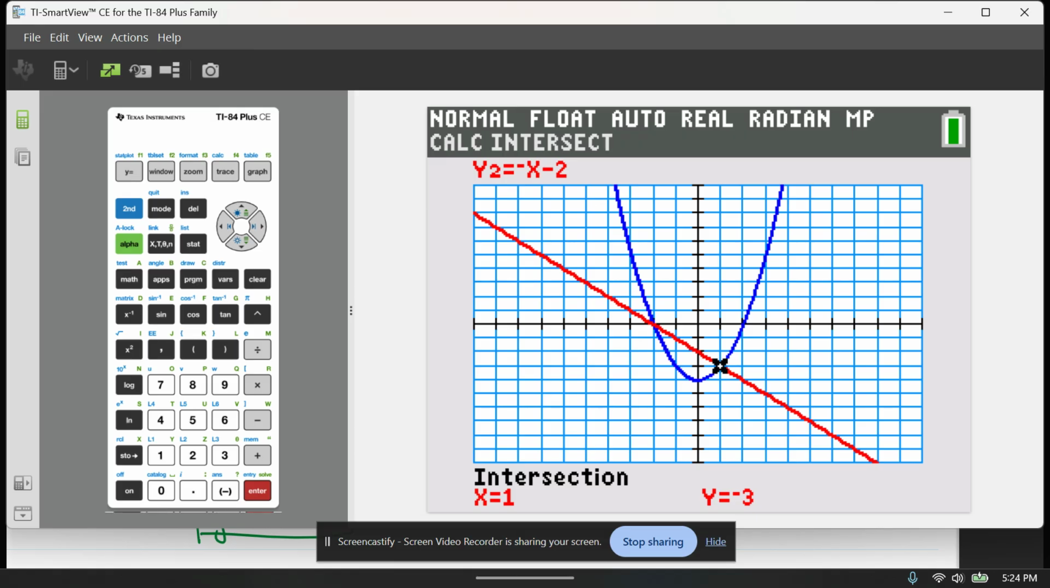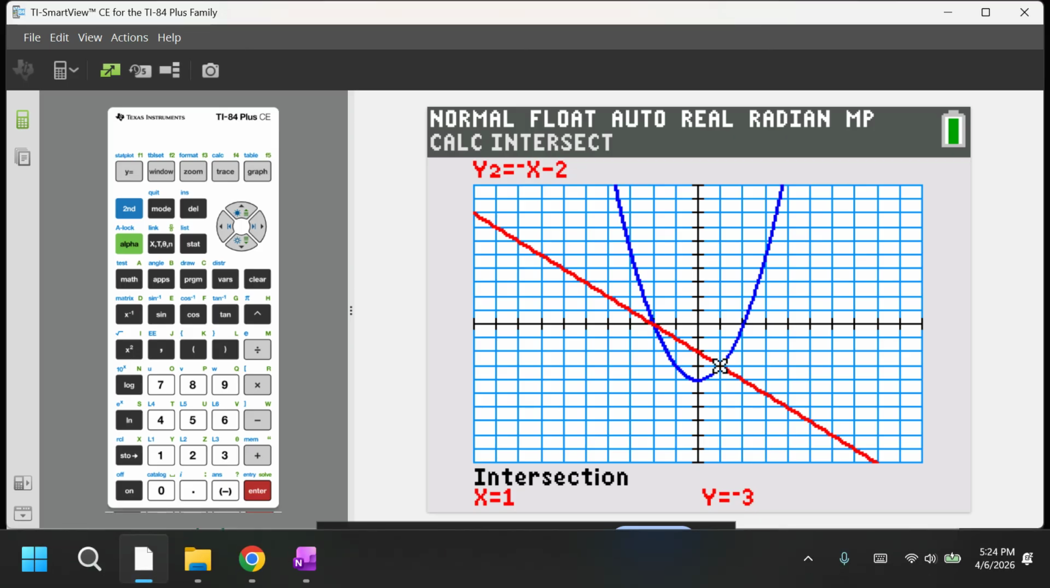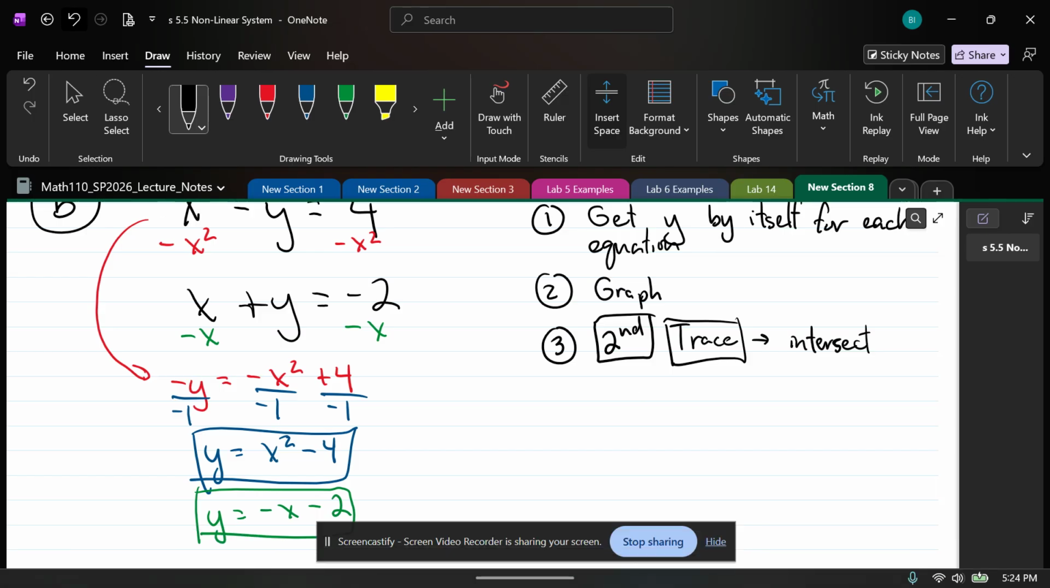Both methods, perfectly valid way of solving these equations. Okay? Algebra can get kind of tough. Graphing, if you can learn this method, you can get some solutions with that. But you got to be able to see where they're crossing on the screen for this to work. Okay? All right, so I'm gonna put a note here.